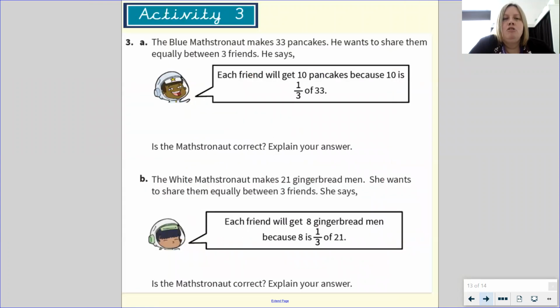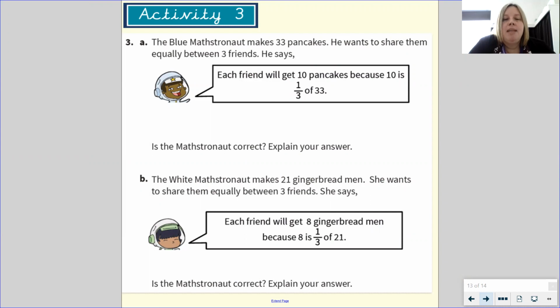Activity 3. Can you solve the problems? The blue astronaut makes 33 pancakes. He wants to share them equally between 3 friends. He says each friend will get 10 pancakes because 10 is 1/3 of 33. Is the astronaut correct? Explain your answer. For these, I would like you to draw some pictures to show me how you have found the answer, as well as explaining.